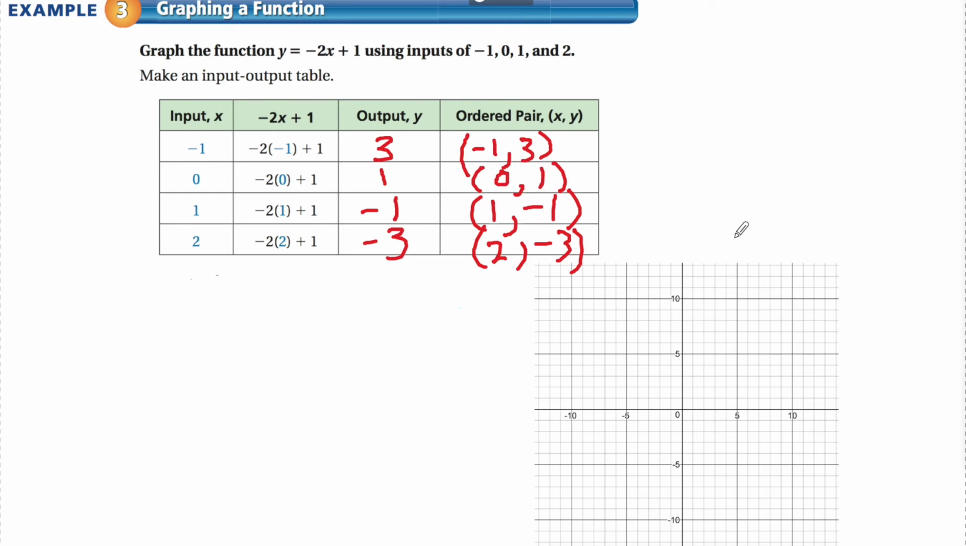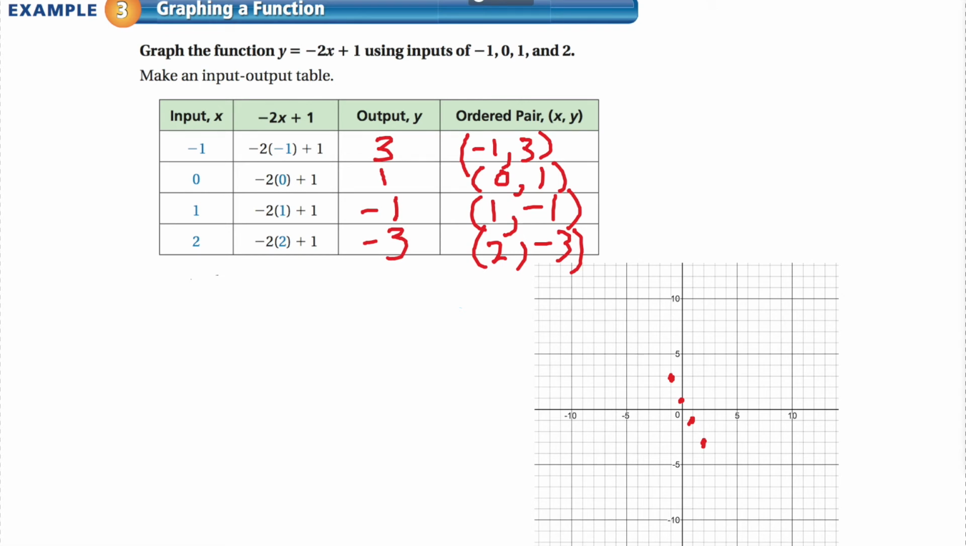So the first ordered pair that we have to plot is negative 1, 3. So we move negative 1 up 3 to put our first point here. Then we'll plot 0, 1. So that's going to be 0 up 1. Our next one is going to be 1, negative 1. And our last one is 2, negative 3. So this would be 1, 2, 3.